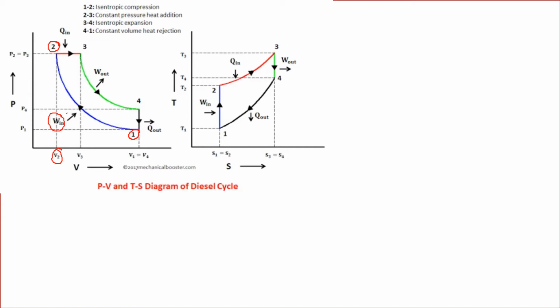And if we look at the TS diagram, this is state 1. We have S1 and S2 since we are talking about isentropic compression. So the entropy from state 1 to state 2 is equal. And as we compress from 1 to 2, the temperature has also increased and comes along with the pressure.